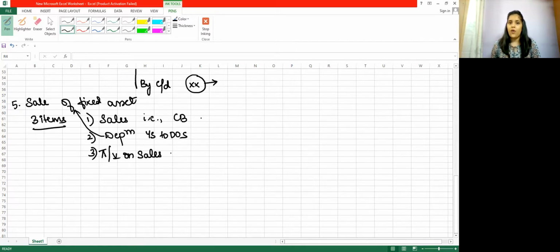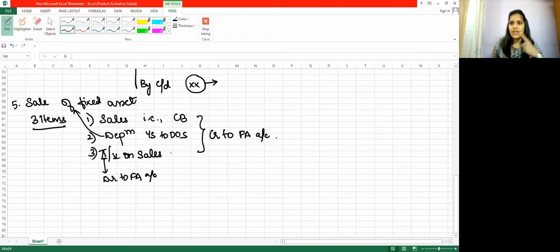Okay. Now, these three items will be credited to fixed asset account. Okay. Obviously, if it is profit, then we will debit to fixed asset account. Clear? So whenever there is sale, you have to account for three items. First will be your money received, that is cash in bank. Second, depreciation from the year start to date of sale on the asset sold. And third, profit or loss on sale.